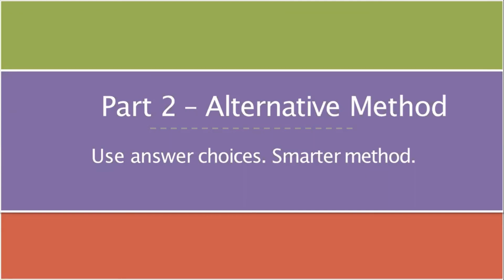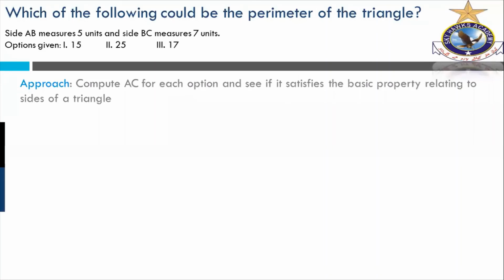It's just for the learning purpose, and one can say that there are so many ways to the solution. If there is a single problem, it has 100 solutions. So let's see the other way to the solution. The same problem that is written at the top of the slide, same options, same units, same data. Approach: compute C for each option and see if it satisfies the basic property relating to sides of a triangle.